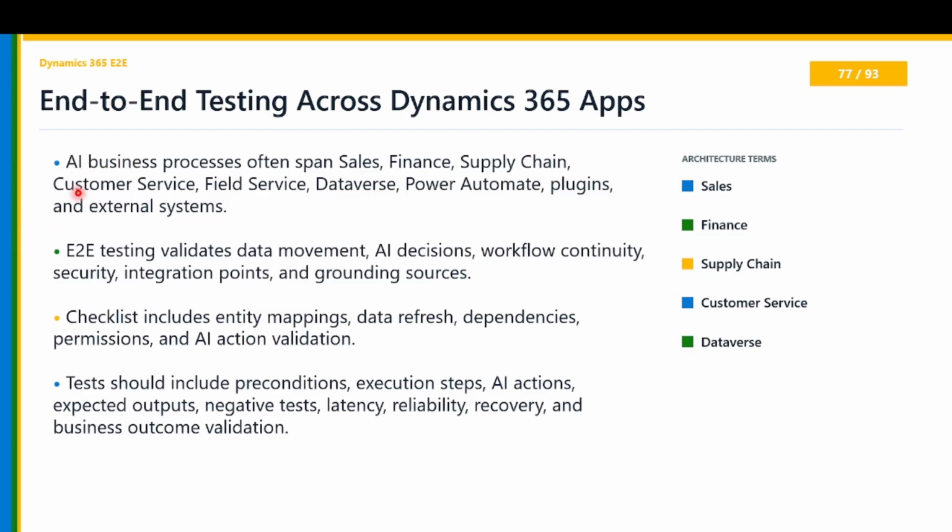So let's look at them in depth. AI business processes often span sales, finance, supply chain, customer service, that's CRM, field service, database, Power Platform, plugins, and external systems. So these are the areas where you can deploy and use AI in Dynamics 365. You build and deploy in sales, build and deploy with finance, build and deploy in supply chain, build and integrate with CRM, build and integrate with field service. Remember, this field service is part of the examination.